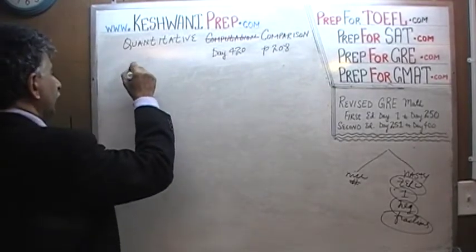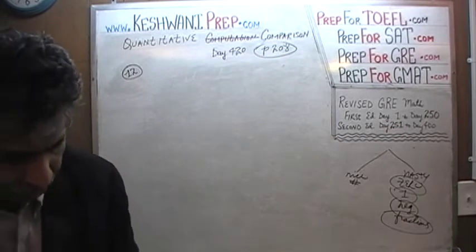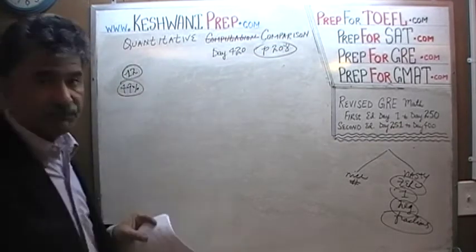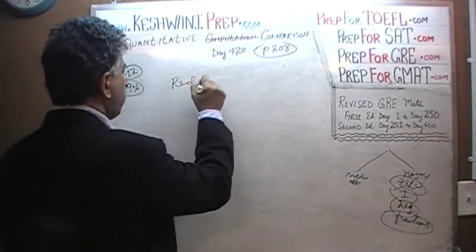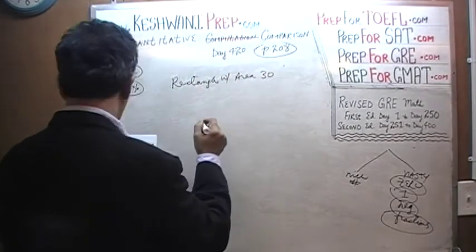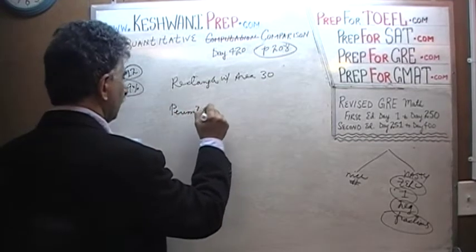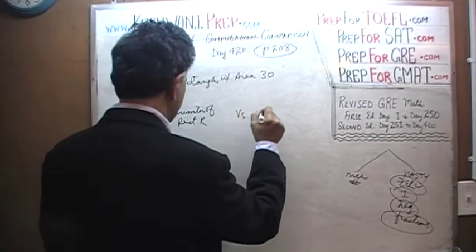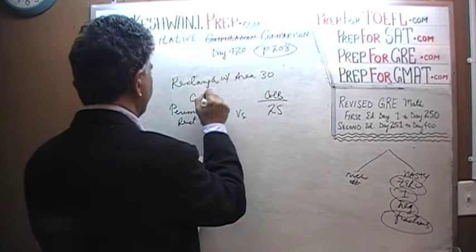Number 12. In number 12, on page 208, we have a problem where the percentile is 49%. Half the people missed it. We have a rectangle with area 30. What we are being asked to compare is the perimeter of the rectangle R versus 25. Column B, column A, as always.